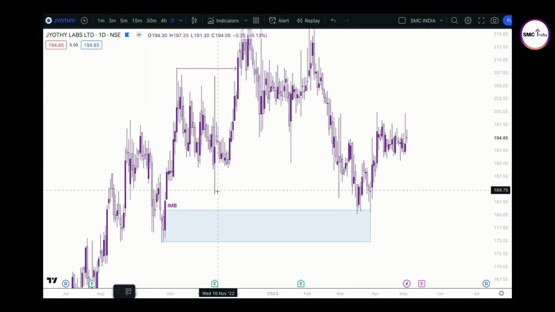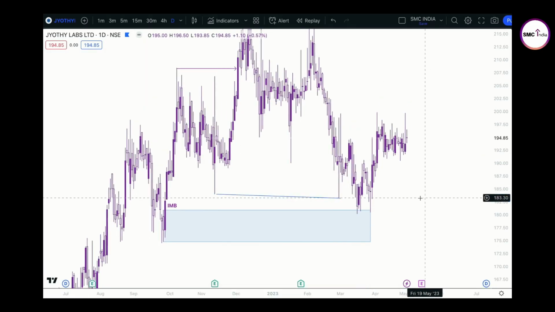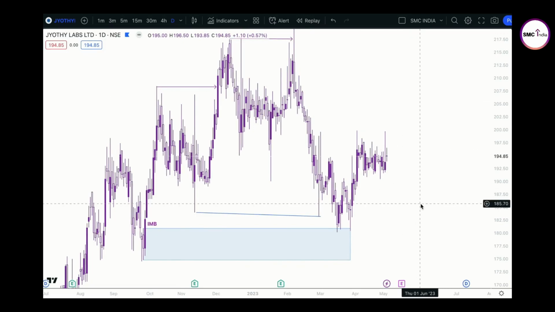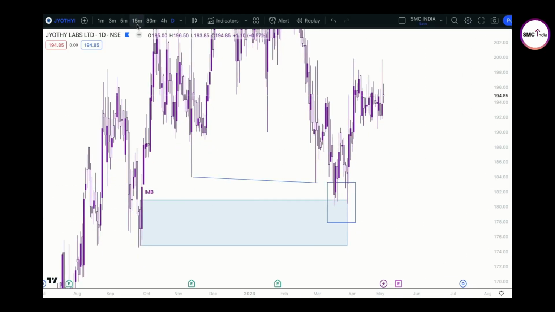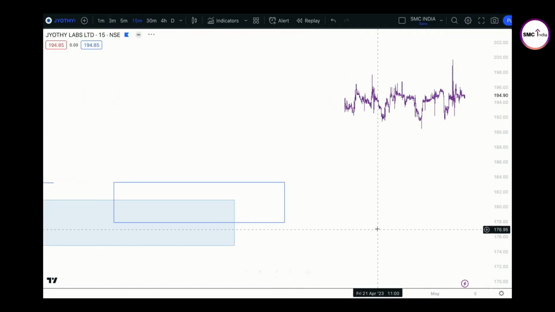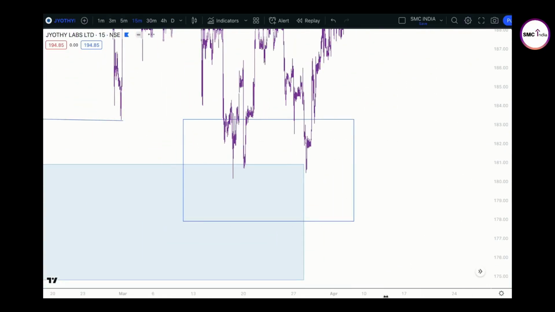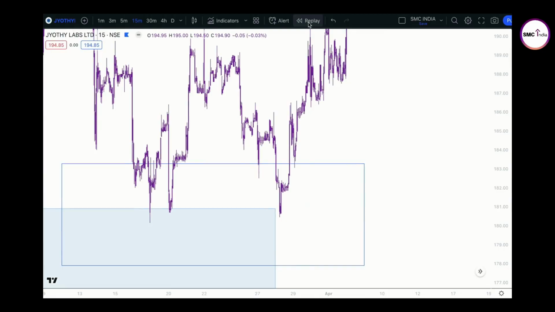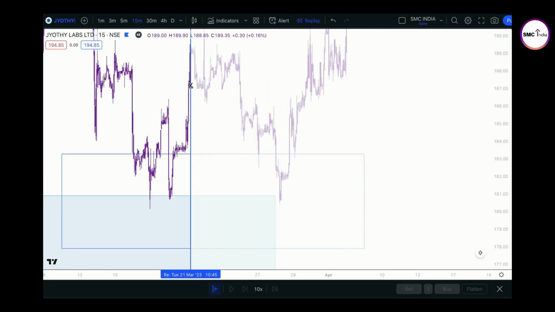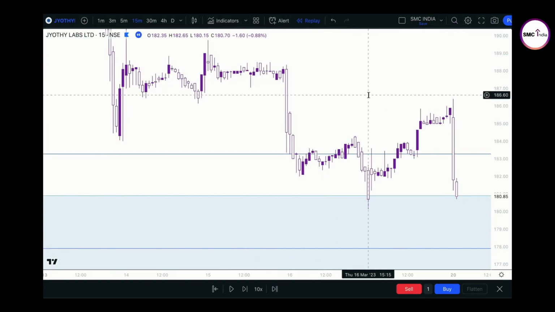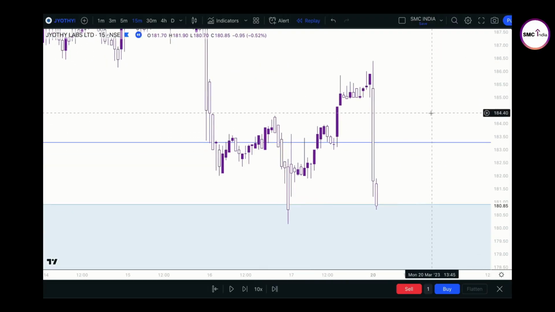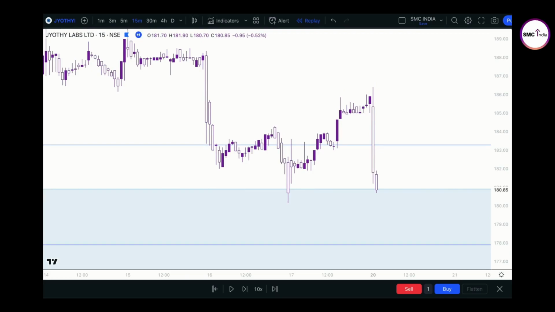Here you could see imbalance and liquidity formed here too. Price is going to retrace back and then shoot up. So as this price retraces back, we're going to target this zone down here, and then what you do is that you move to 15-minute time frame. And next, what you see, what did the price do?